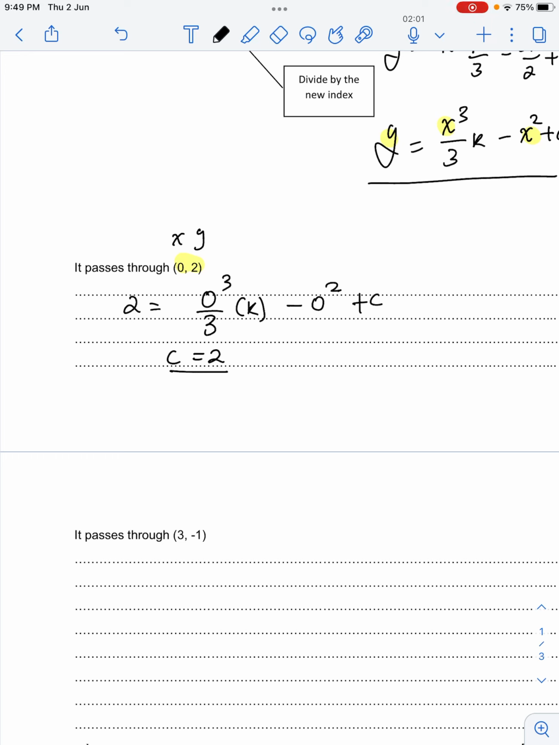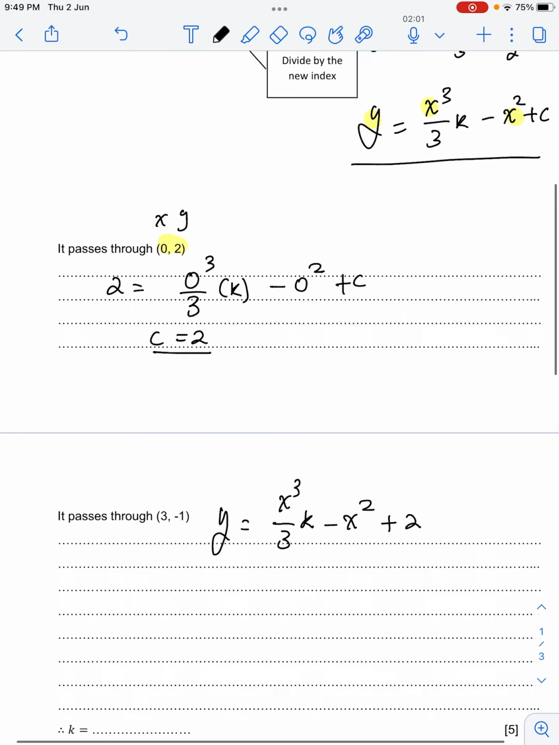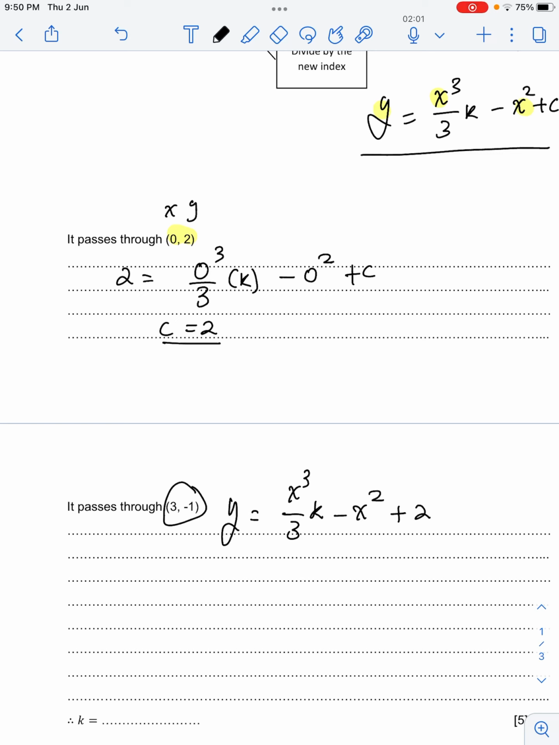Now, my equation is now y equals to x cubed over 3 times k minus x squared plus 2, which is my constant of integration. So I'm now given new points, which I'm going to substitute in there. So y is negative 1, remember it's xy, equals to 3 cubed over 3 times k minus 3 squared plus 2. Well, this is 27 divided by 3, that's 9k. And this is going to be minus 9 plus 2.